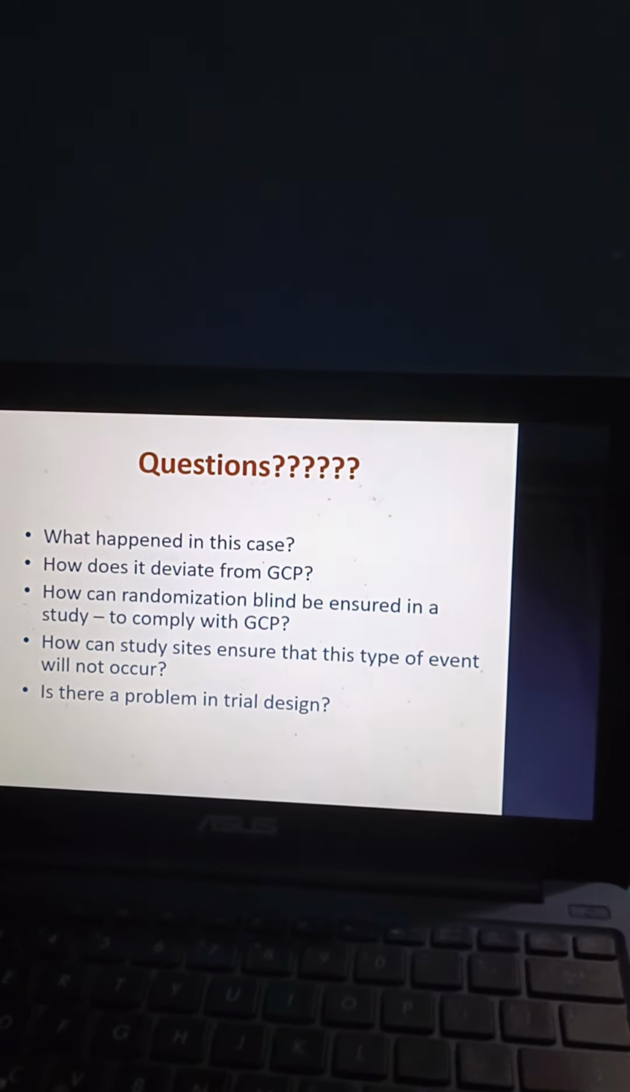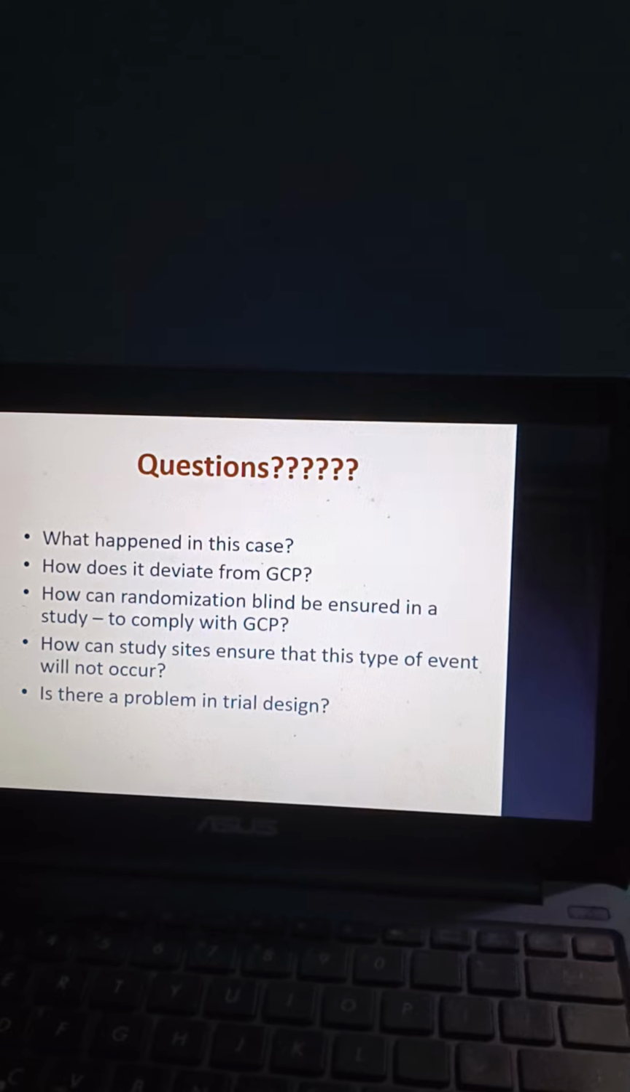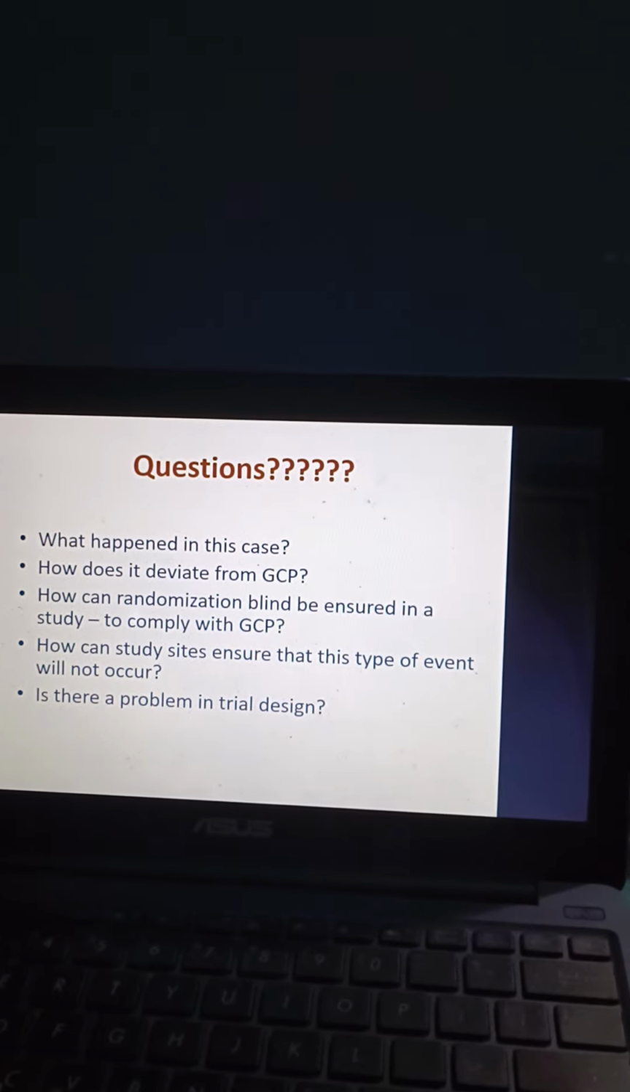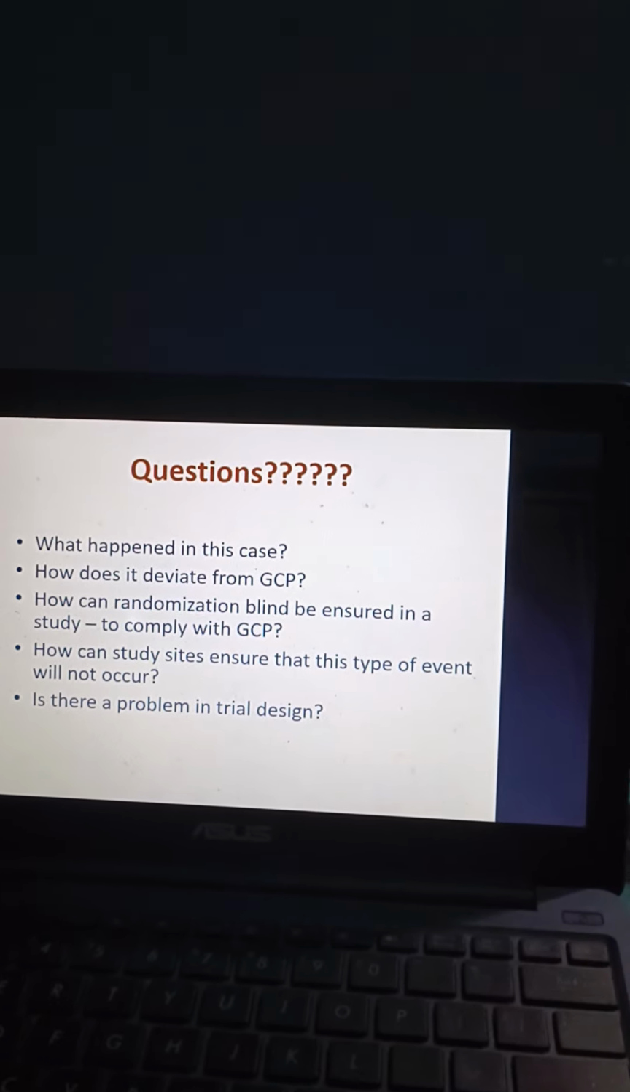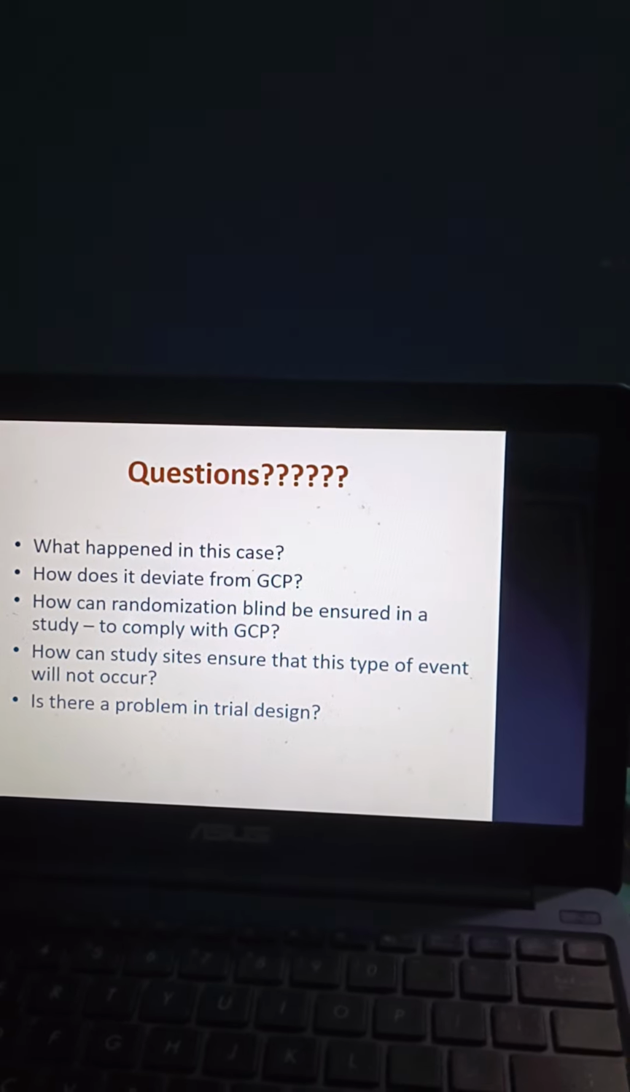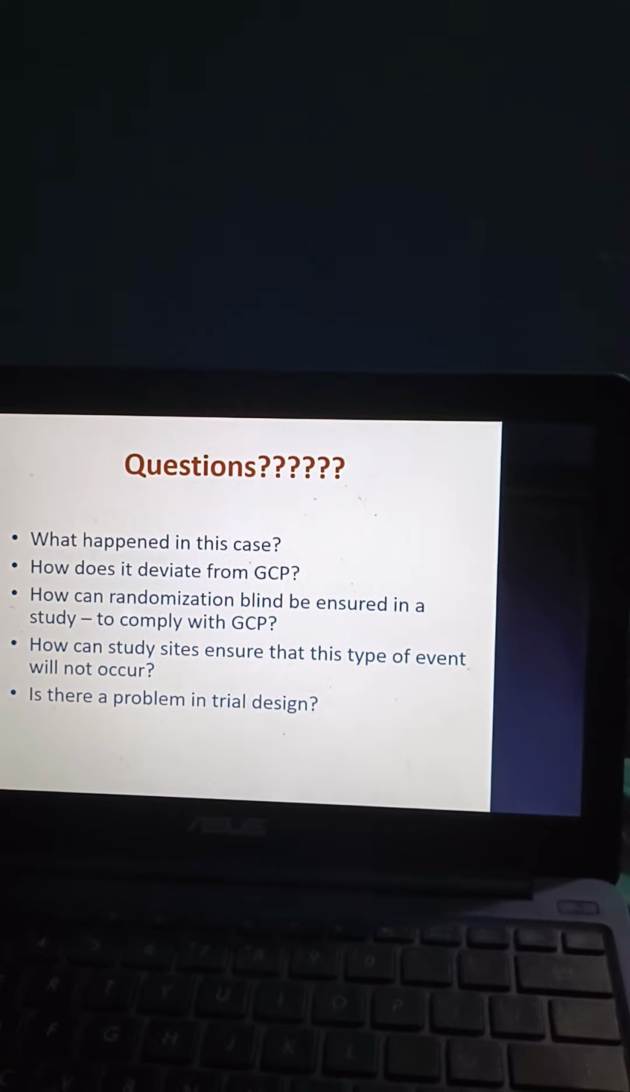Good clinical practice. How can randomization blind be ensured in a study to comply with GCP? Good clinical practice. How can study sites ensure that this type of event will not occur? Is there a problem in trial design?